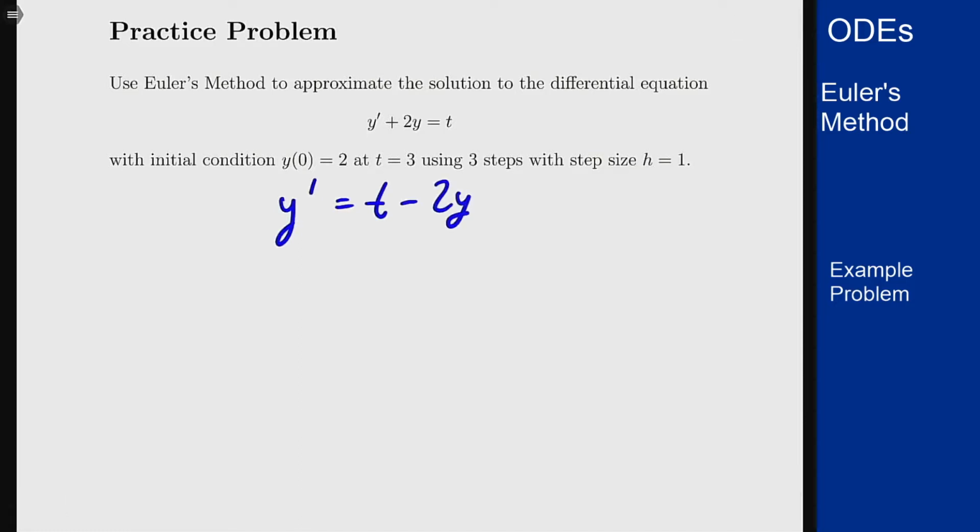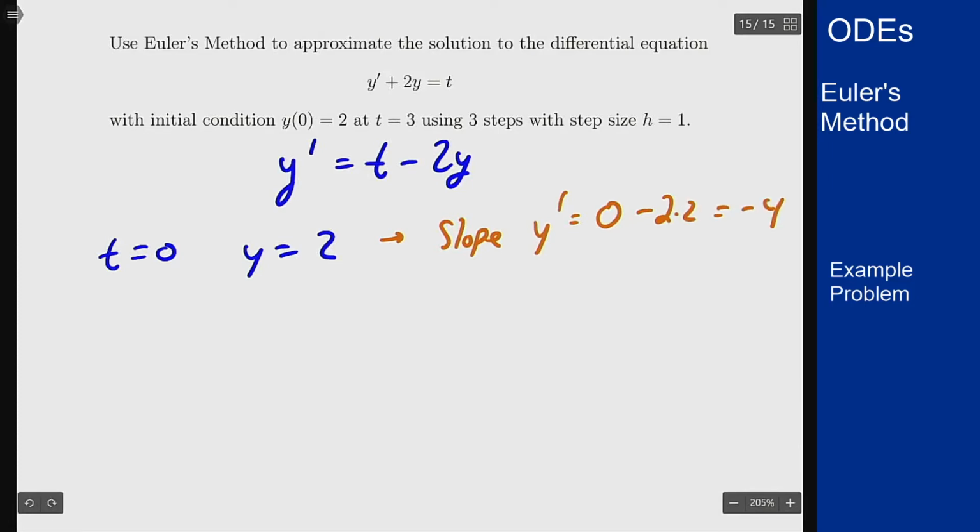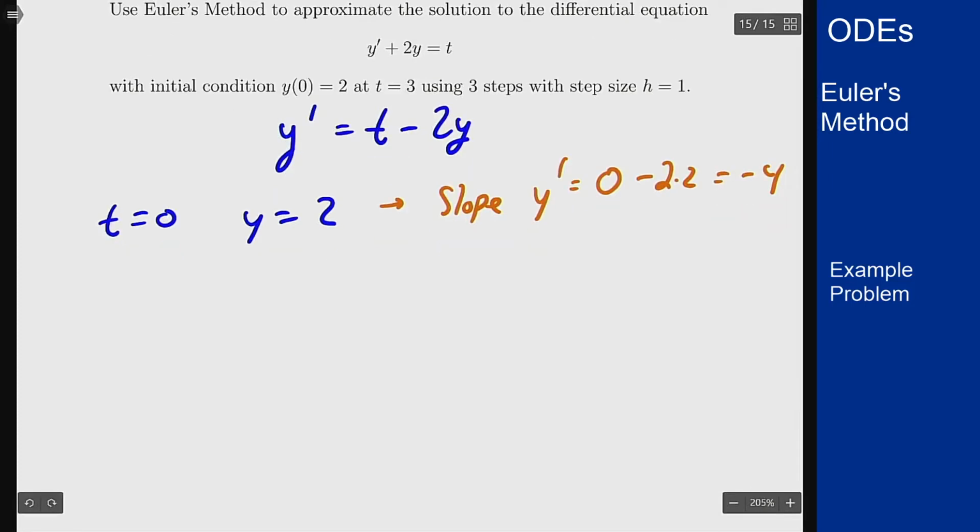And I want to work through Euler's method. So we're starting with the value at t = 0, we have y = 2. At this point, the slope is going to be y' = t, which is 0, minus 2 times y, which is 2, gives me a negative 4. So then my new y value should be the original y, which is 2, minus 4 times the step size, which is 1, which is a negative 2.